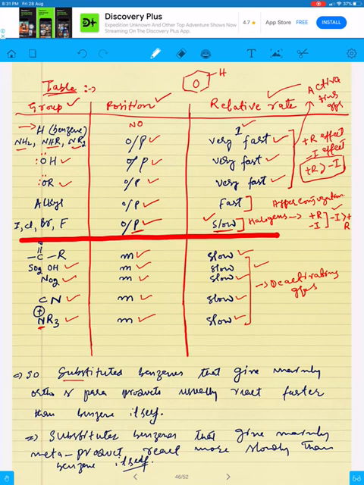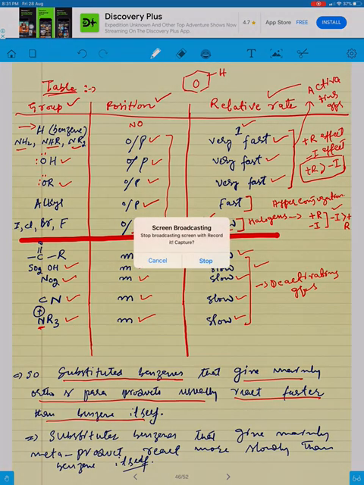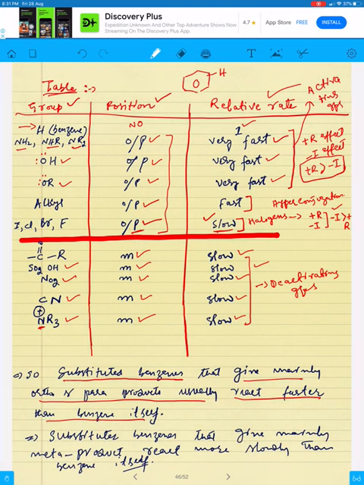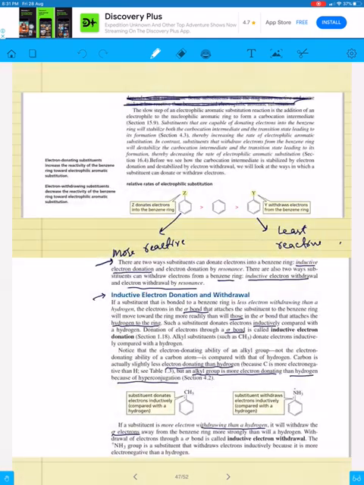So this is a demonstration of different groups and their directional effects as well as their relative rate of reaction. In a nutshell, we will conclude that substituted benzenes that give mainly ortho and para products usually react faster than benzene itself. In such cases, the rate of reaction will be higher than that in benzene. In case of substituted benzenes that give mainly a meta product, the rate of reaction will be slower than in benzene.